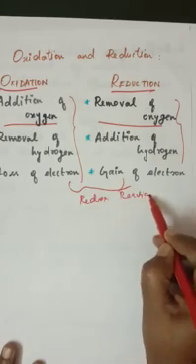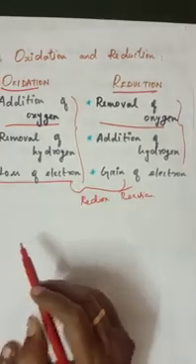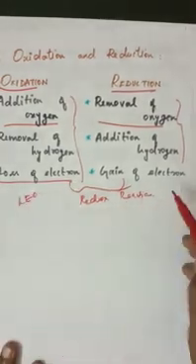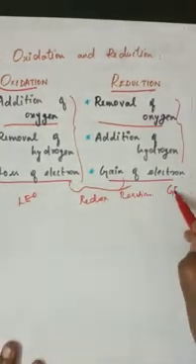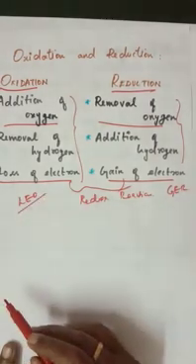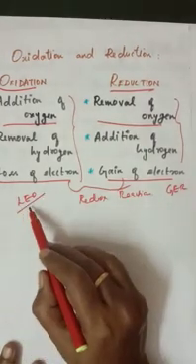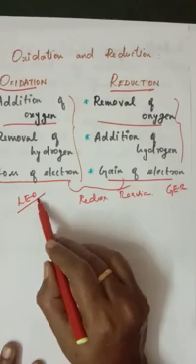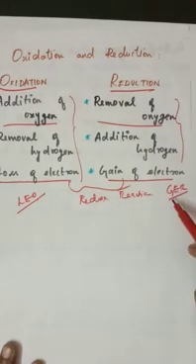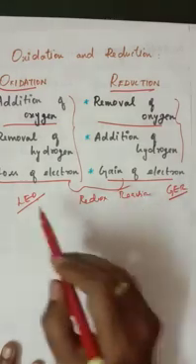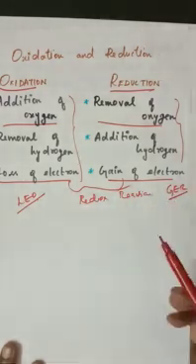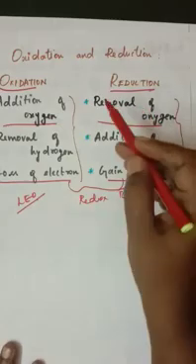Simply, for oxidation we say LEO, loss of electron, and for gain of electron we say GER. LEO: loss of electron is known as oxidation. GER: gain of electron is known as reduction. These two reactions together we call a redox reaction. So we can see some more examples for this.